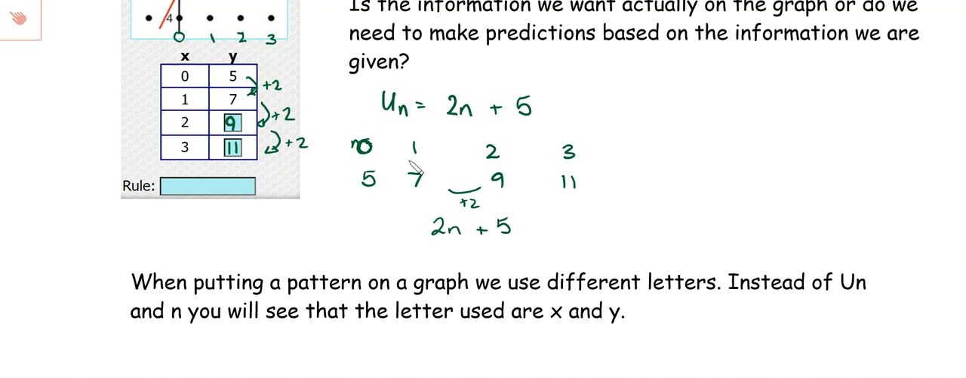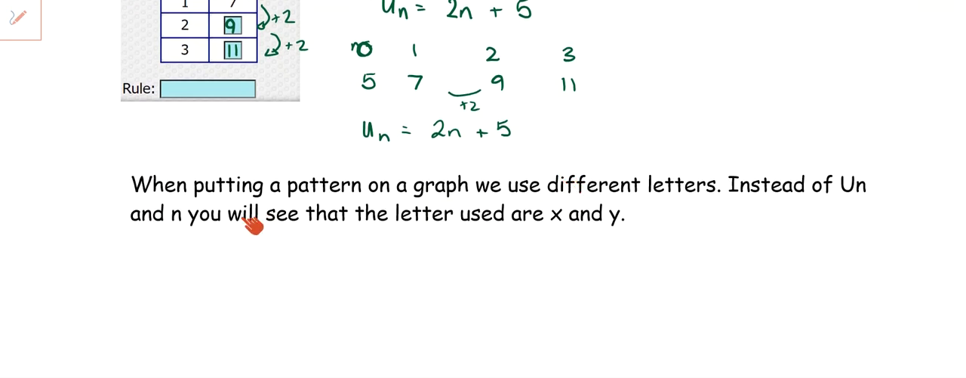Another way of finding what I add on is to go to 0, because what's 2 times 0? 0. How do I get from 0 to 5? Add 5. Now, un equals 2n plus 5, but I've said down here, when we do it on a graph, we use x's and y's. So what's it going to be? Instead of un, we are going to say y equals 2x plus 5.